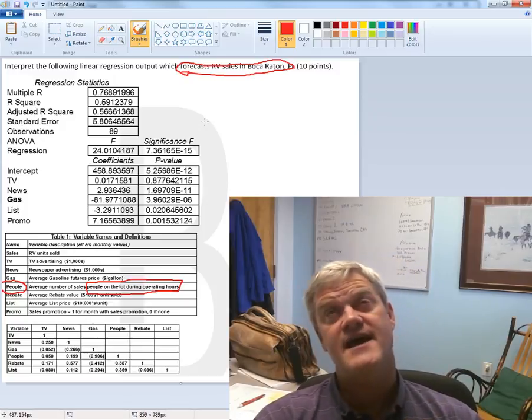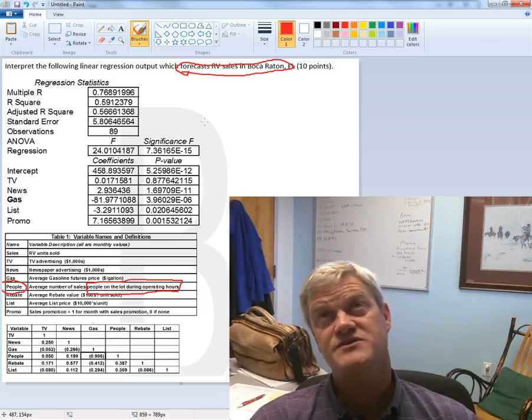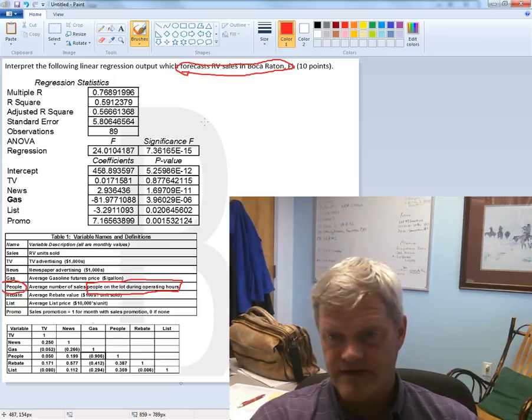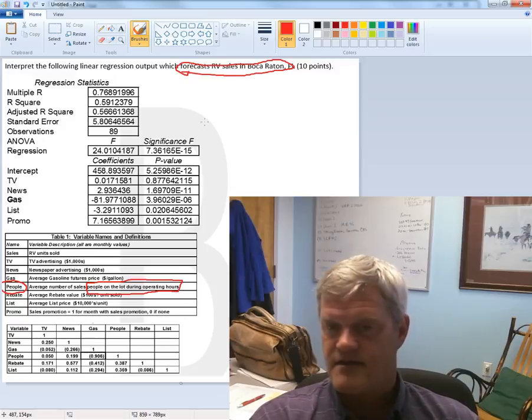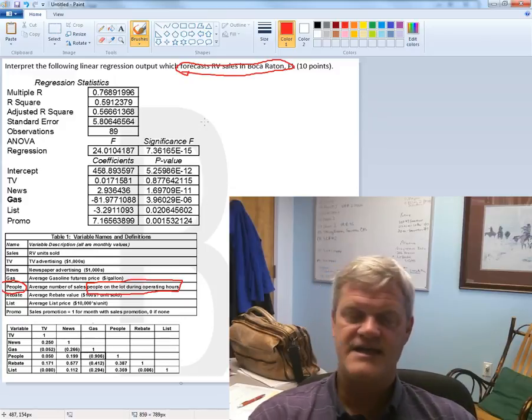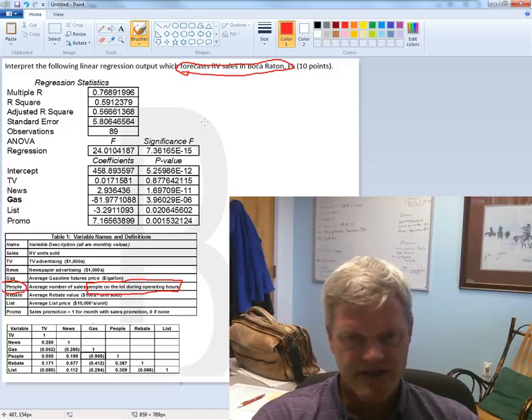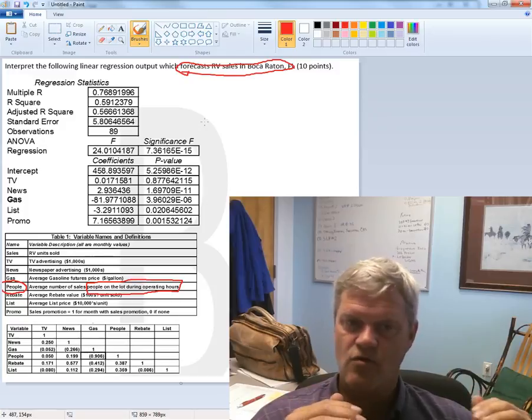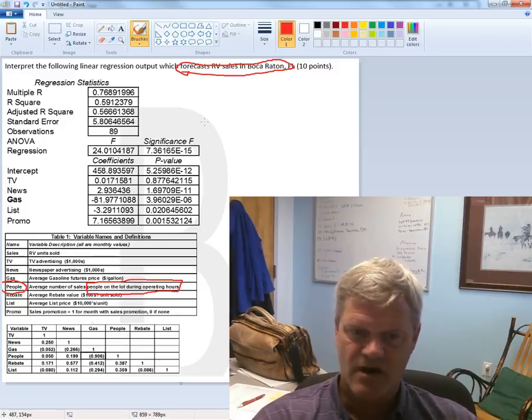So let's say that to build this model, we collected, I don't know, 400 days of RV sales, right? For each one of those 400 days, we calculated the price of gas, how many salespeople we had on the lot, and how much TV advertising we did. So we had 400 observations to build this model.